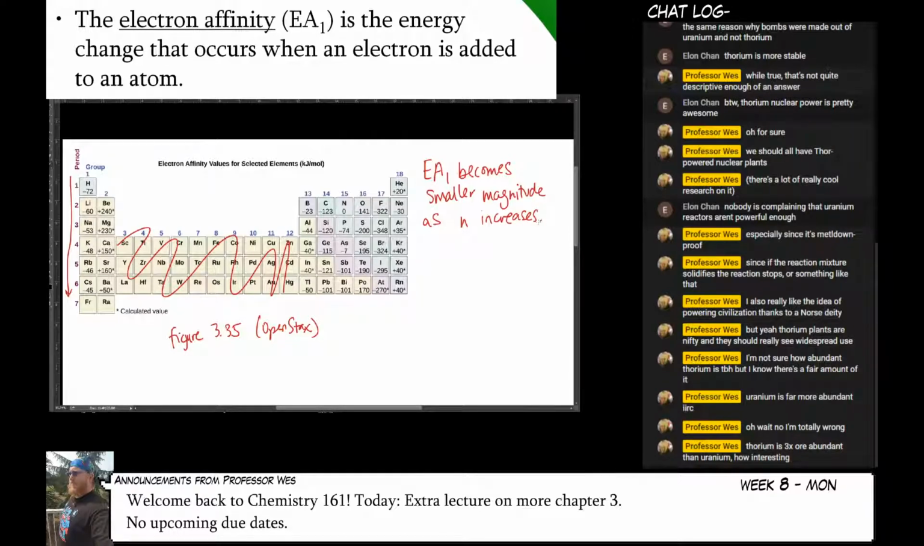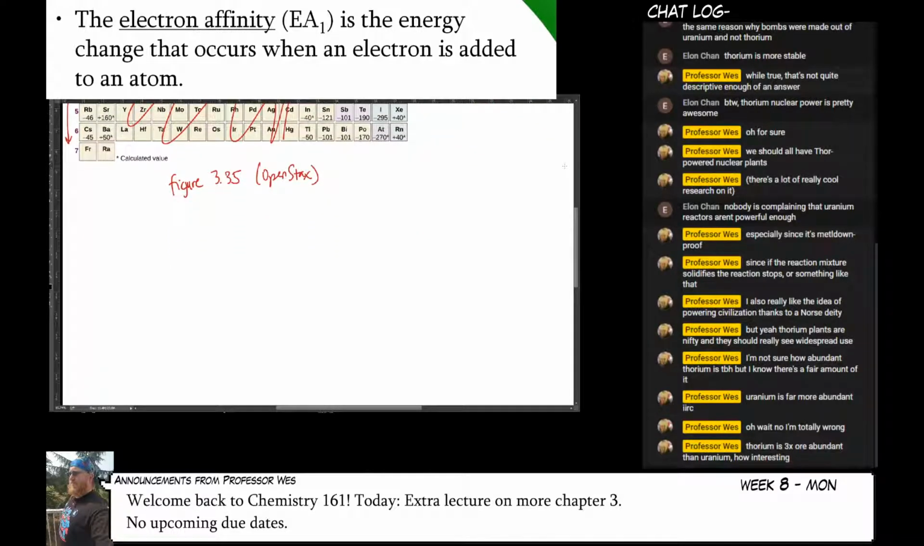The electron affinity becomes a smaller magnitude number as n increases. Now, electron affinity should be negative because we're dropping electrons in. So if I go down here and I draw a diagram for this, here's the nucleus. If I put n equals infinity up here, remember that there should be some energy associated with this. And as I go down in energy, my energy becomes more negative.